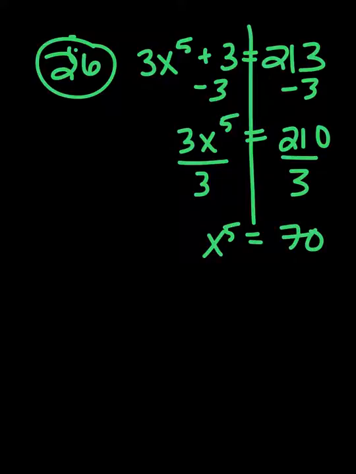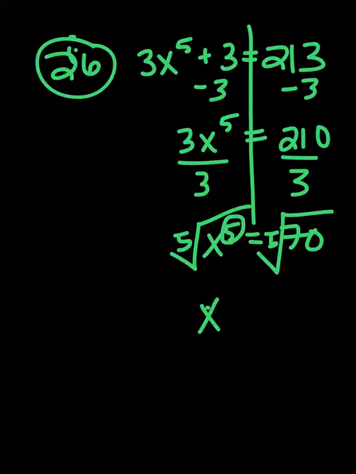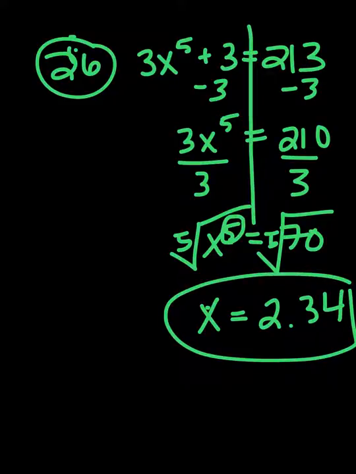And then the last thing I need to do is to get rid of the fifth power. The opposite of taking something to the fifth power is taking the fifth root. So I take the fifth root of both sides, which gives me that x is approximately 2.33, or 2.34 actually, if you round up. And so that's going to be my final answer. Anytime I take an odd root of a number, I only have one solution.